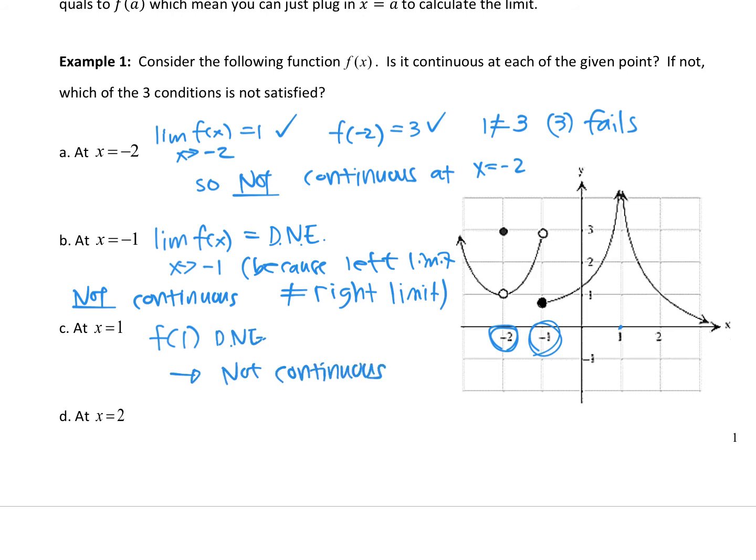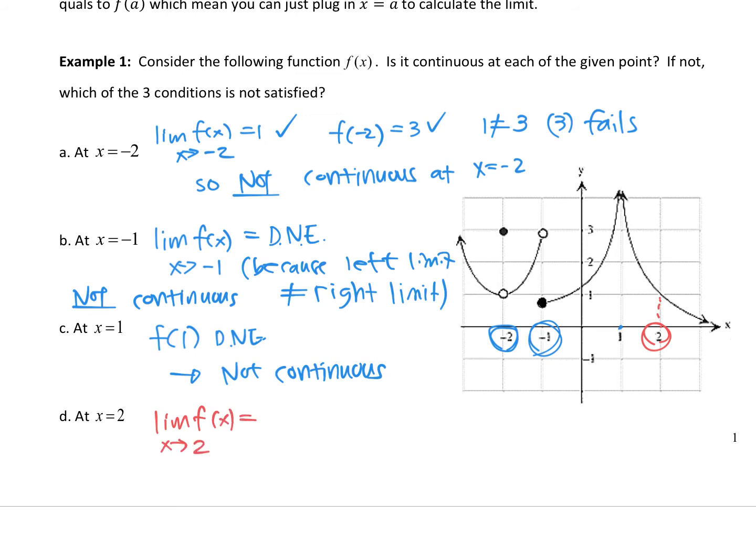So far, it's not continuous at -2, not continuous at -1, not continuous at 1. How about at 2? Right here. So hopefully it's continuous there. 2, maybe mark it with the red. So let's check the limit of f of x as x approaches 2.